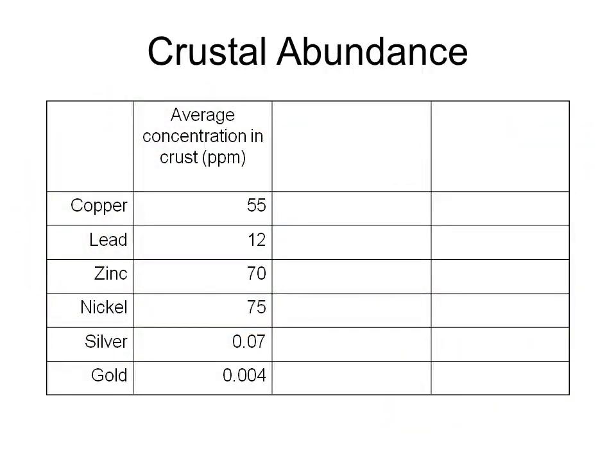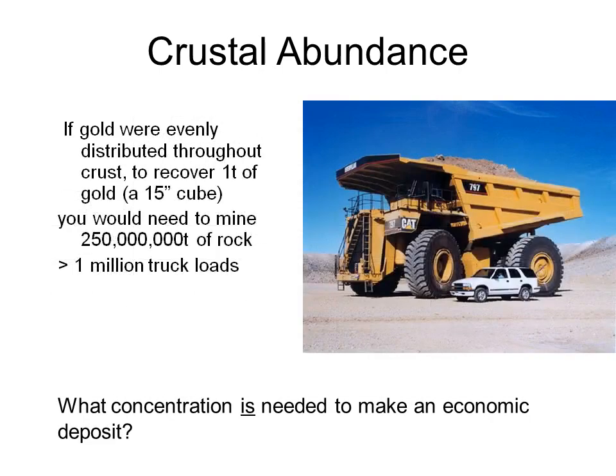This table summarizes the average crustal abundance of some of the most widely used metals. Figures are expressed in parts per million. So if the crust were homogeneous, each metric ton of crustal material would contain just 55 grams, or less than 2 ounces, of copper, 12 grams of lead, and a pinhead-sized piece of gold. Looking at it another way, to recover a 15-inch cube of gold, you would need more than 1 million truckloads of typical crustal rock, and I'm talking about big trucks like the one in the picture.